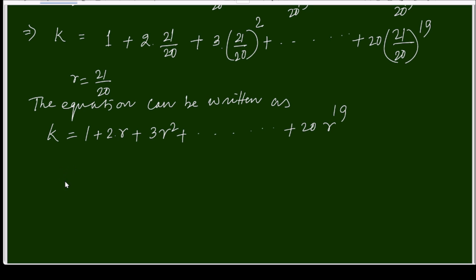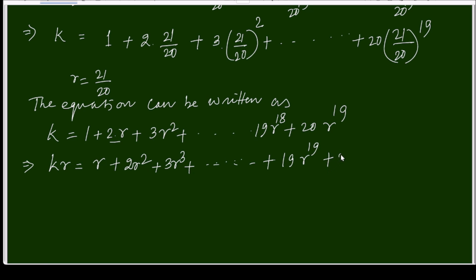What we do, we multiply r in the whole equation. So multiplying with r, I'll write k times r equals r plus 2r², that is 1 multiplied by r, 2r multiplied by r gives 2r², 3r³, up to, here the previous term would be 19r^18. When I am multiplying with r, I'll get 19 into r^19, and this is plus 20 r^20. This is the last term.